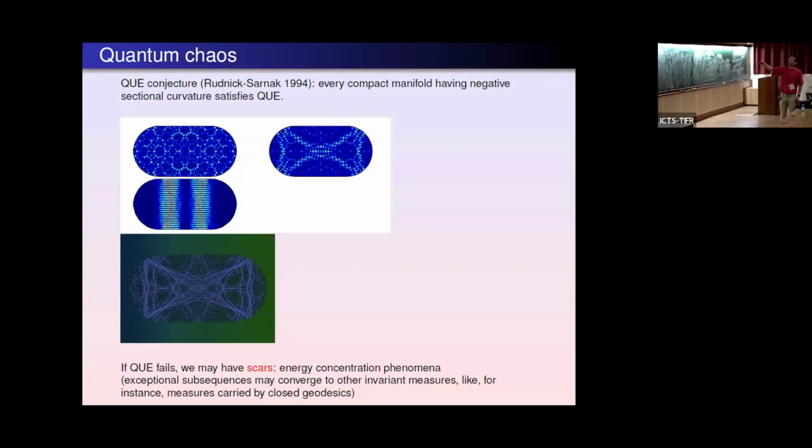There is a famous conjecture formulated a long time ago already, 1994, by Rudnick and Sarnak, that is called the QUE conjecture, quantum unique ergodicity conjecture, that postulates the property that you described, that is, there is a unique quantum limit that is the uniform measure. So this property is called QUE. They postulate that QUE is true for every compact manifold having negative curvature. This is what is felt. And people now, since the 90s, are searching for counter examples to quantum chaos, to QUE.